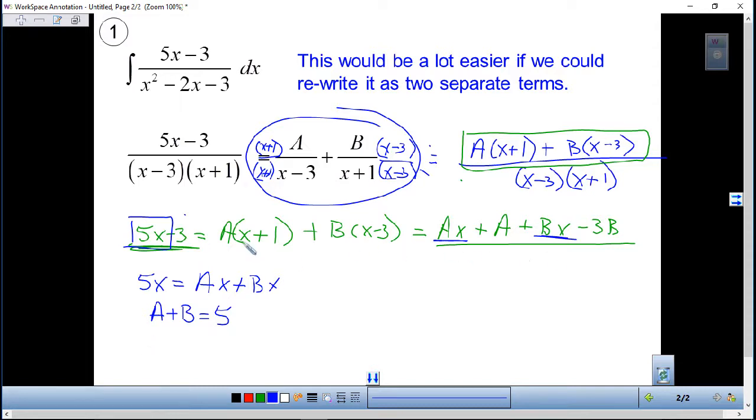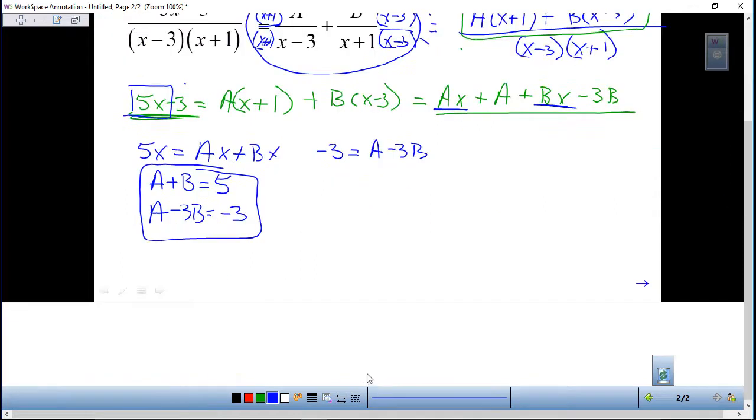All right, and then we can do the exact same thing with the non-x terms. So we know that negative 3 would have to equal a minus 3b. Well, if we know a minus 3b is equal to negative 3, and a plus b is 5, notice what we have right here. We have a system of equations that we can solve for a and b. So let's go ahead and do that.